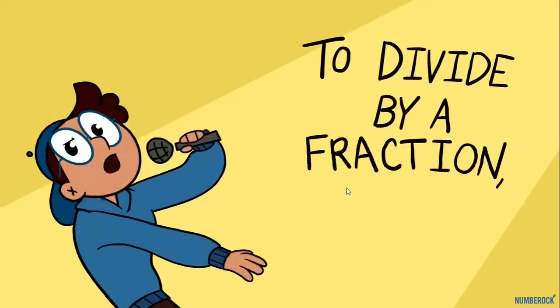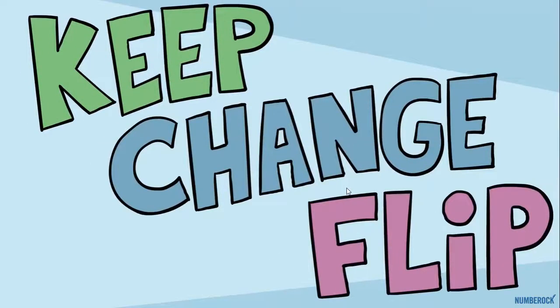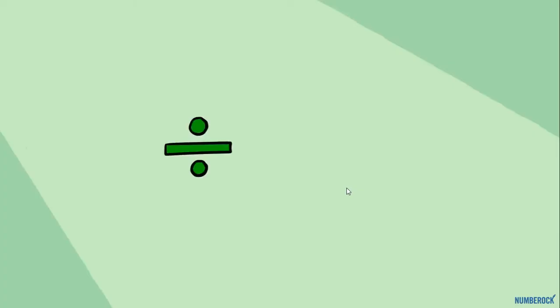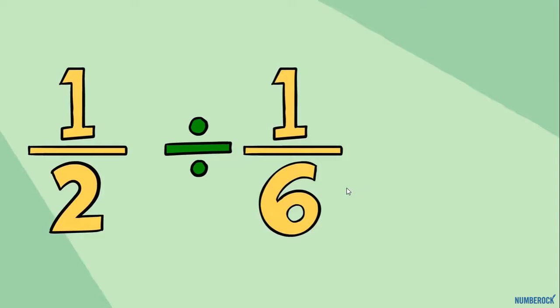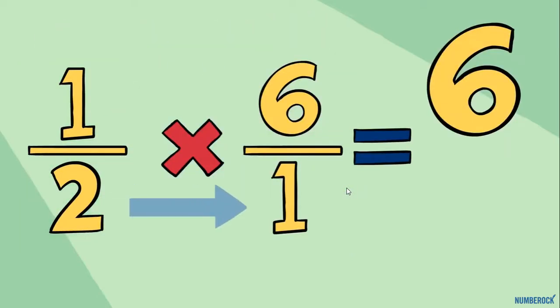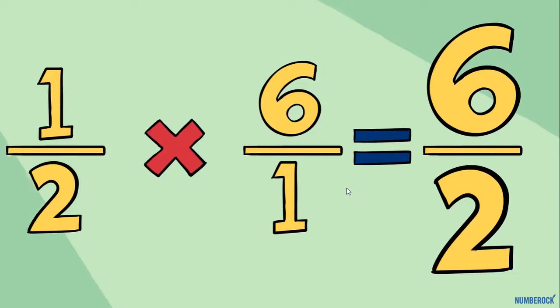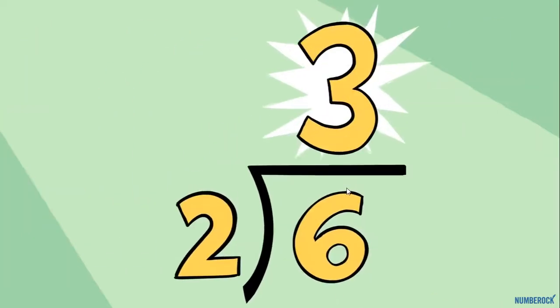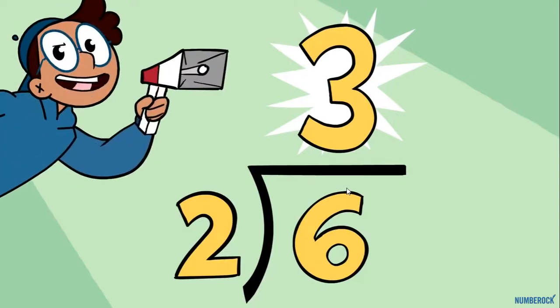To divide by a fraction, here's a tip. Keep, change, flip. To divide 1/2 by 1/6, keep, change, flip. 1 times 6 is 6 and 2 times 1 is 2. It's an improper fraction, so we're not through. Divide 6 by 2 and the quotient is 3. Keep, change, flip. It's all that you need.